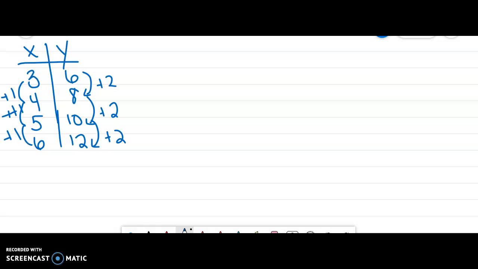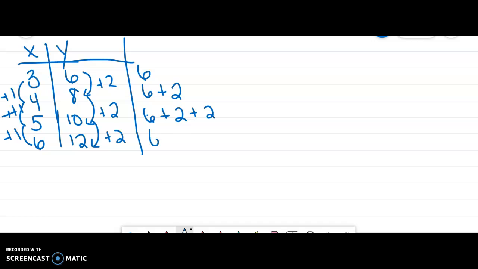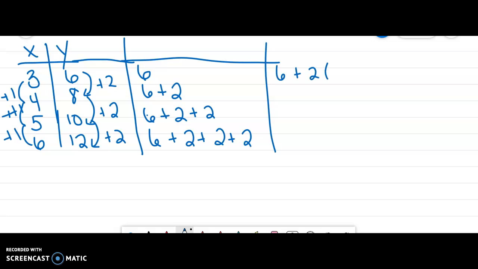Plus 1. So for people who use extended table, you would think about the recursive pattern: I start with 6, I add 2 every time I move down the y column of the table. So you would think I start with 6, the next term is 6 plus 2, the term after that is 6 plus 2 plus 2, the term after that is 6 plus 2 plus 2 plus 2. And we could shorten that up and think, well, this is 6 plus 2 times 0. I'm not adding any 2's to it.